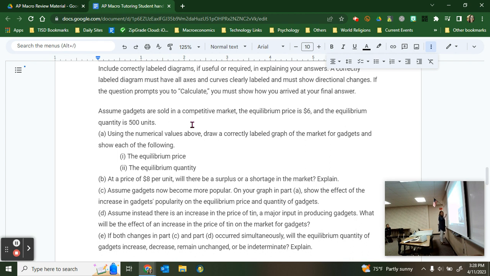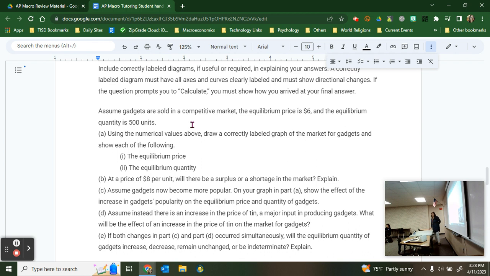P2 and Q2. And so we have to show the effect of the increase of gadgets' popularity on the equilibrium price. So you just have arrows between your original quantity and your new quantity, your original price and your new price. Or you can write off to the side. You can say P goes up and Q goes up on letter C.